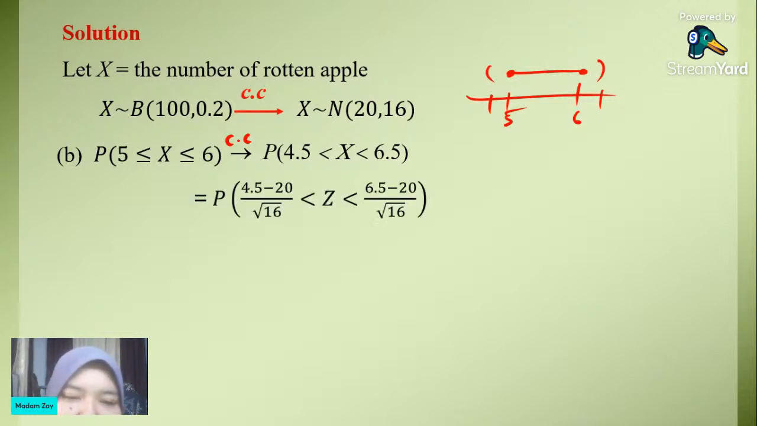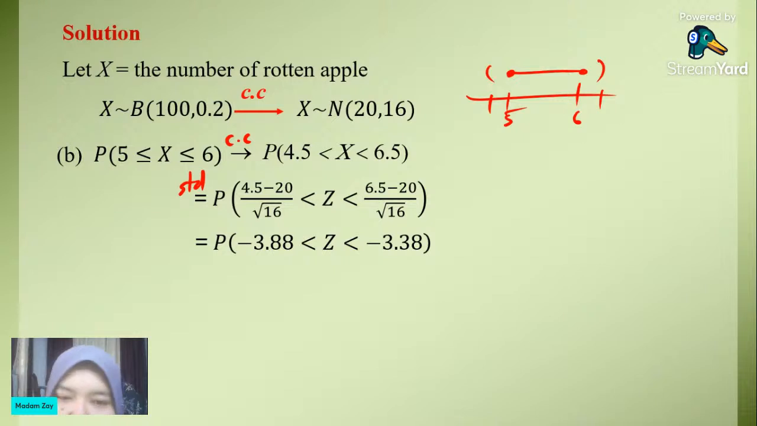So after that, we do the standardizing. This is the standardizing method. So use the formula 4.5 minus 20 divided by square root of 16, to 6.5 minus 20 over square root of 16. So use the calculator, we get the answer negative 3.88 less than z less than negative 3.38.